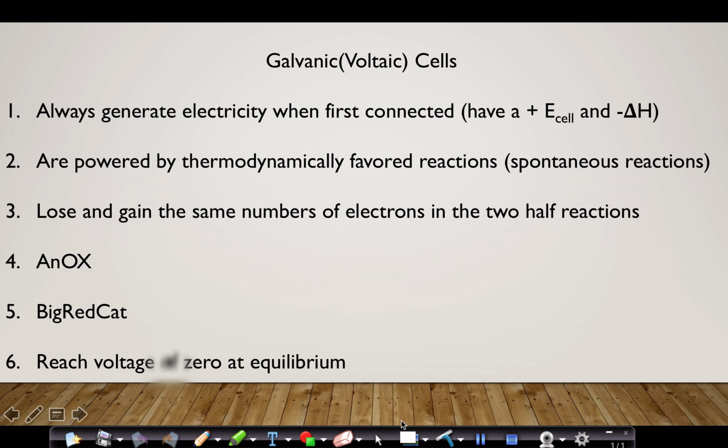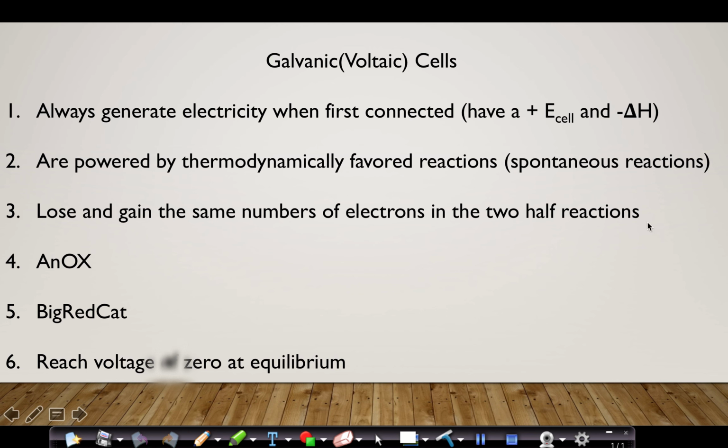When we talk about these galvanic or voltaic cells, they always are going to generate a voltage. They're going to generate electricity when first connected. That means that they have a positive value for E cell, and they also would have a negative delta H because they're exothermic. The electricity, the electrical energy, is the type of energy that they release. They are powered by thermodynamically favored reactions. These would also be known sometimes as spontaneous reactions.